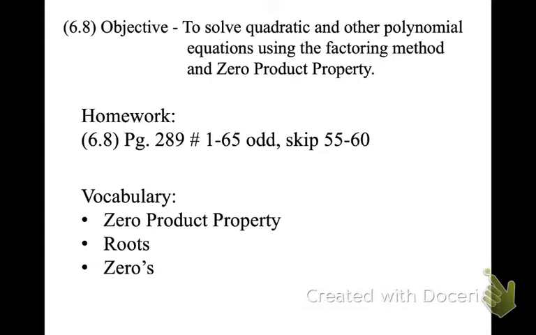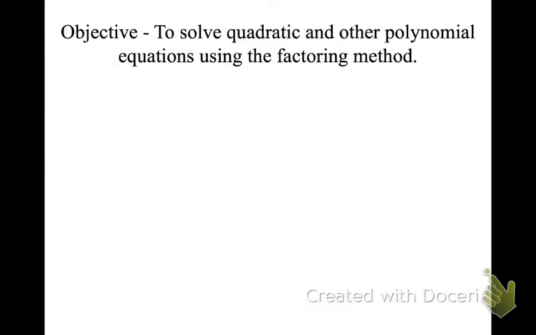The homework is page 289, 1 through 65 odd. You can skip 55 through 60. And let's get started. Our vocabulary for the day is zero product property, roots, and zeros. So we will get into those as we start learning about them.